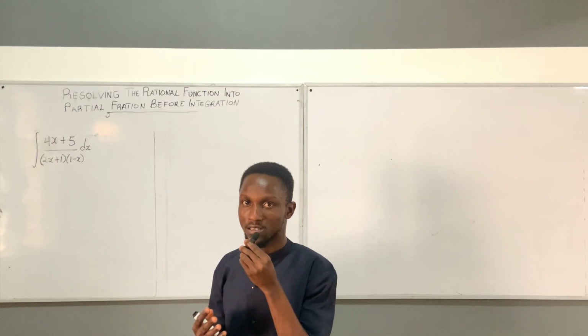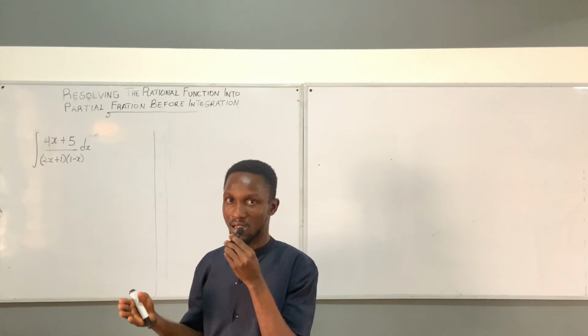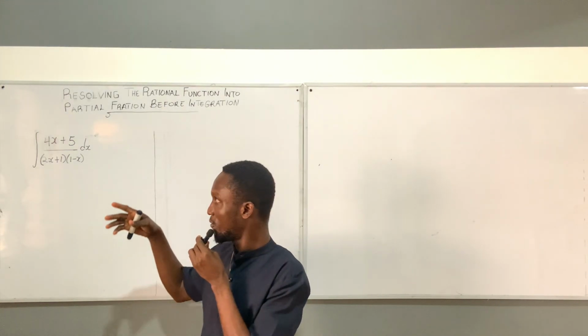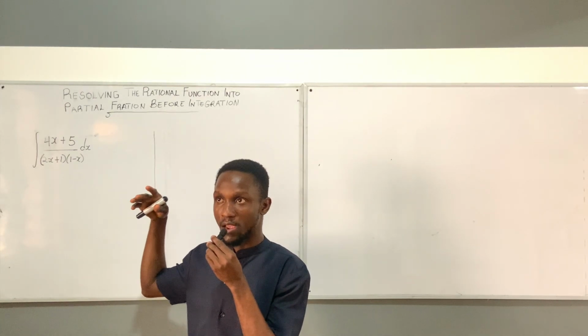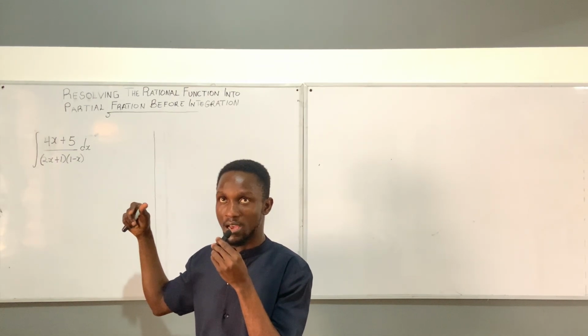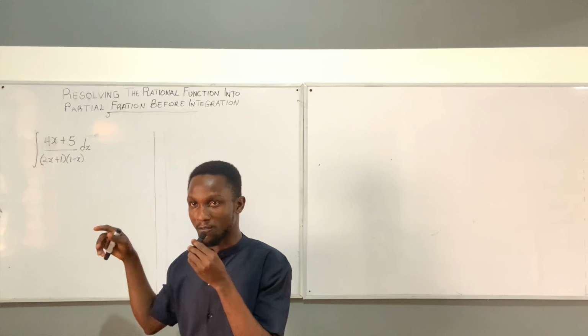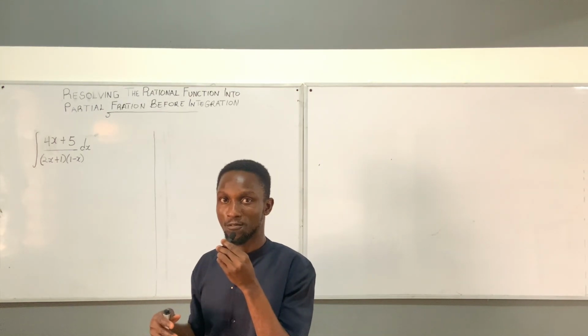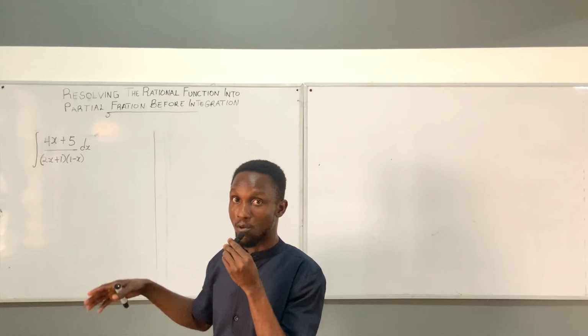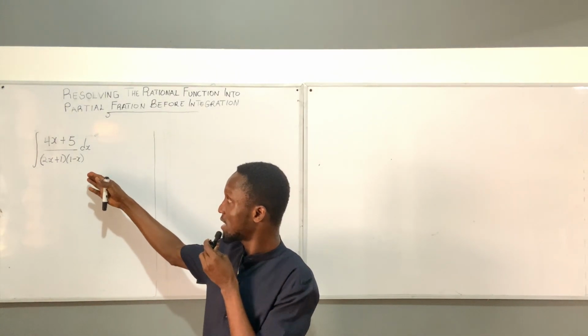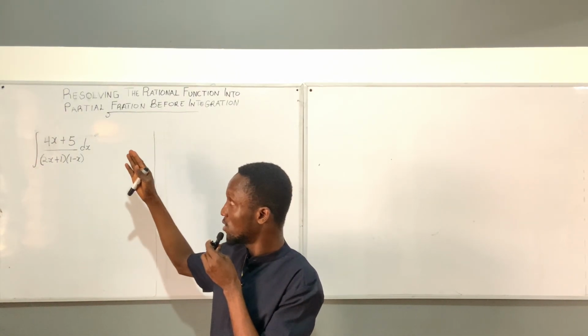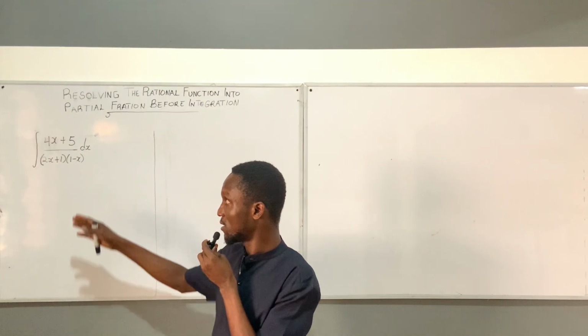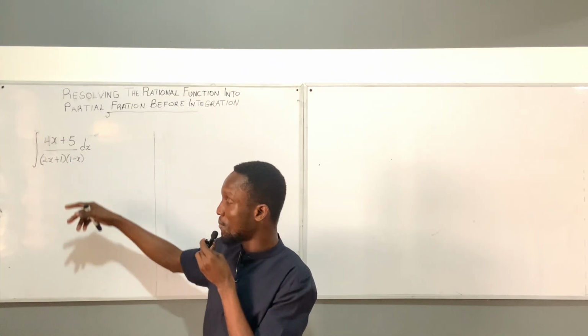Now in partial fractions we have different types, I think three types. We have the linear factors, we have the repeated factors, and there's one last one. But depending on the question given, it will determine which approach you should use. When you look at this one, it is a very simple function because we have linear factors here, 2x + 1 and 1 − x.